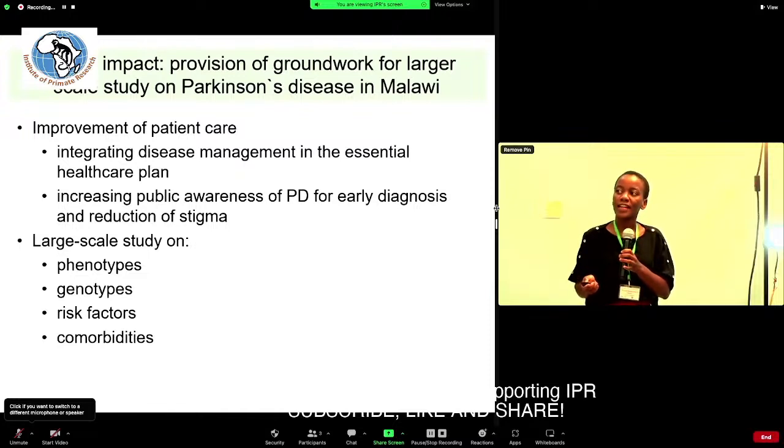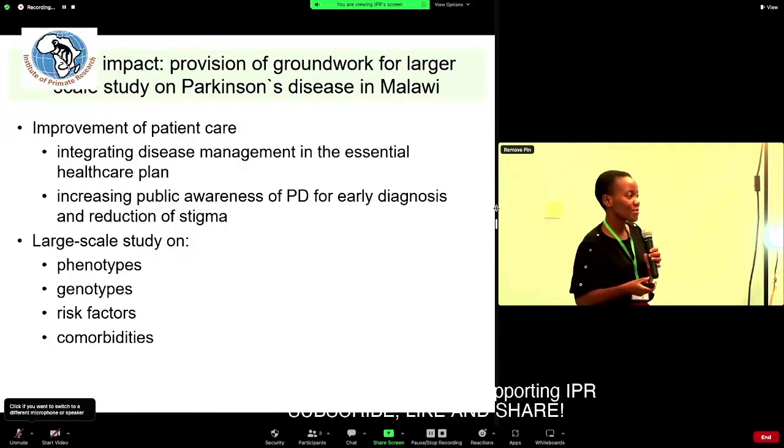For the large-scale study, then we would have to look at phenotypes, genotypes, risk factors, comorbidities, and other things that I have learned so far today, which we could add onto some of the things to look at in the future of this study. So yes, that is the last slide. So thank you for your attention.